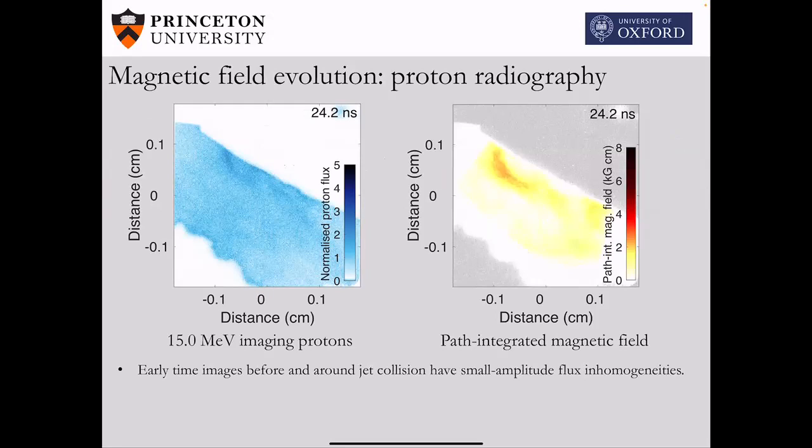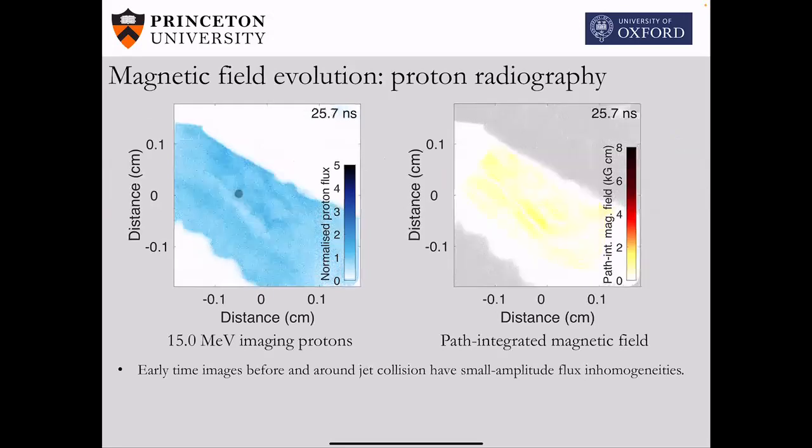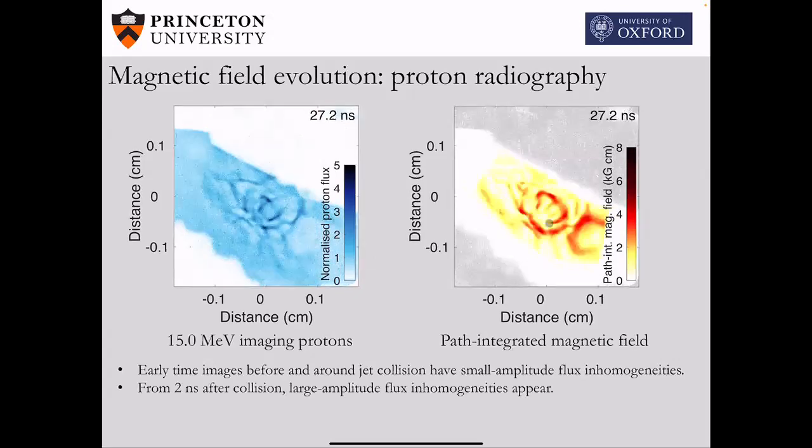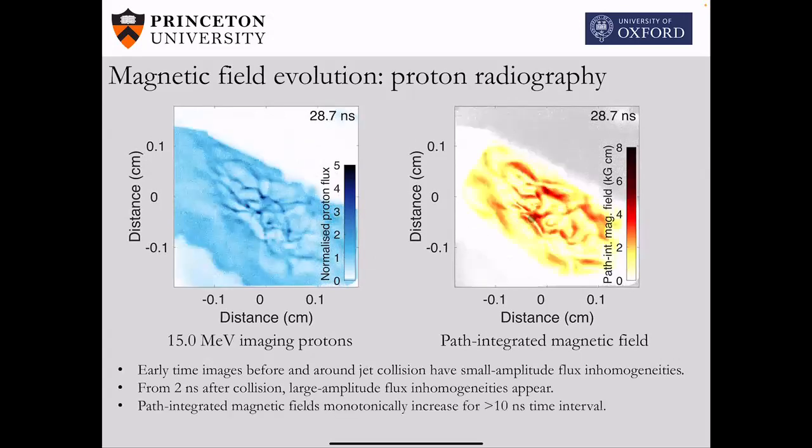Again, these are time resolved measurements. So we find that these early time images, before and around the jet collision, have very small amplitude inhomogeneities. Again, there's basically nothing in this image. This image here, which is just after the collision, does have some evidence of structure, but it's very weak, and the associated path integrated magnetic field magnitudes are also very small. However, from about 2 nanoseconds after the collision, we suddenly see these large amplitude flux inhomogeneities appear, and associated much stronger path integrated magnetic fields with very different morphology. And these structures persist at all subsequent times.